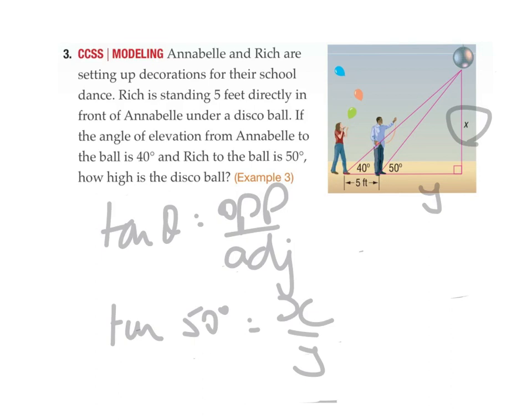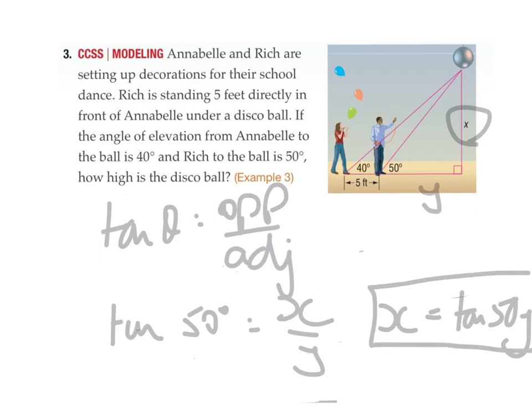We don't know what x is, we don't know what y is, and we're going to find it, but it's a long method. In the end we need to find x, so what we've got to do is rearrange this. So x is equal to tan 50 times whatever y is. Does everybody get that? That's the first part of what is basically going to be a solving system.